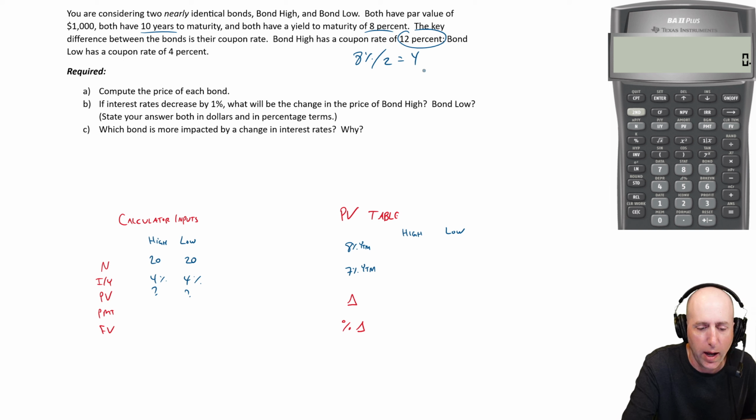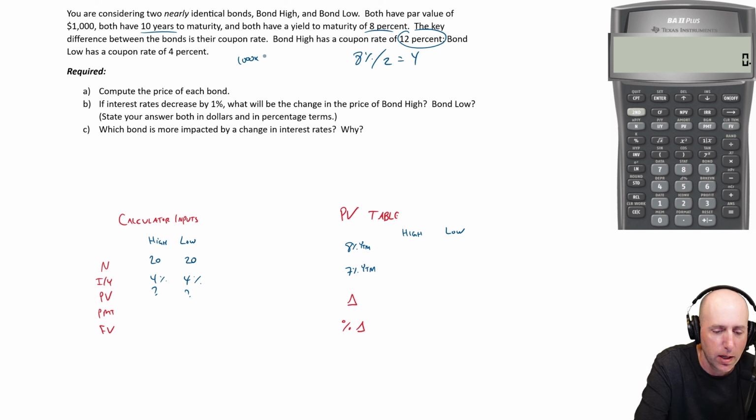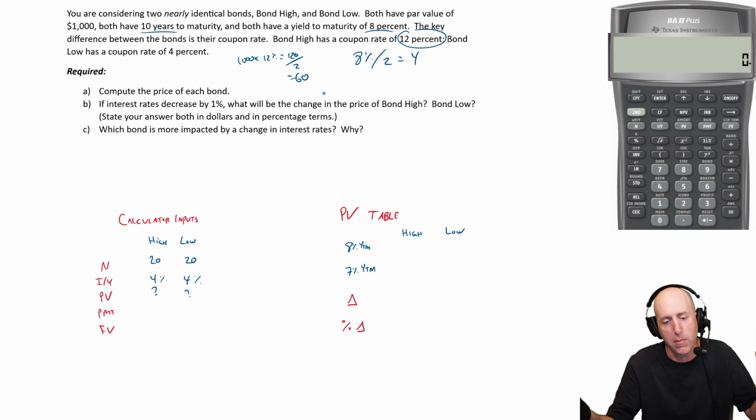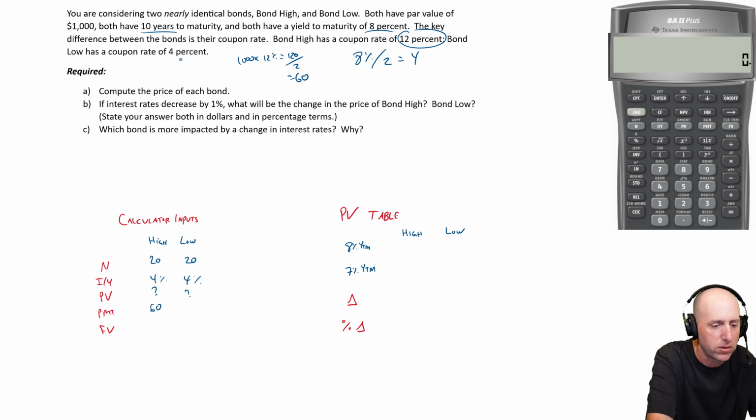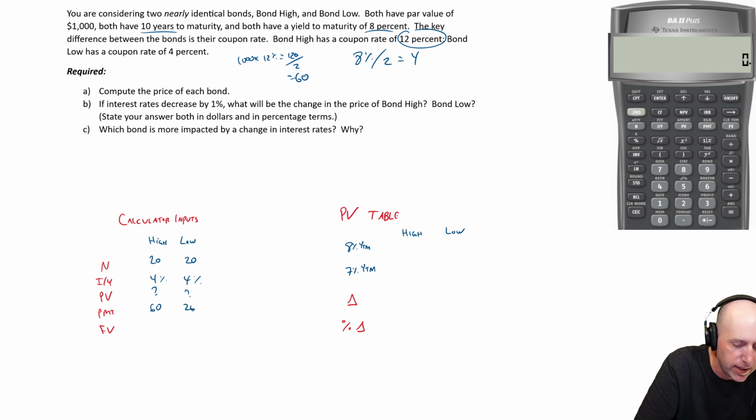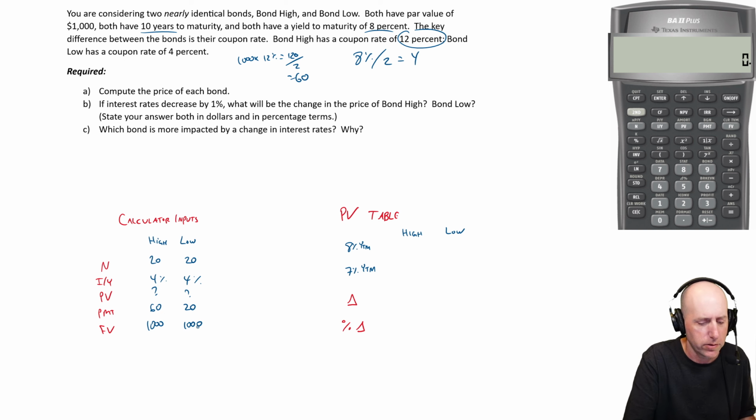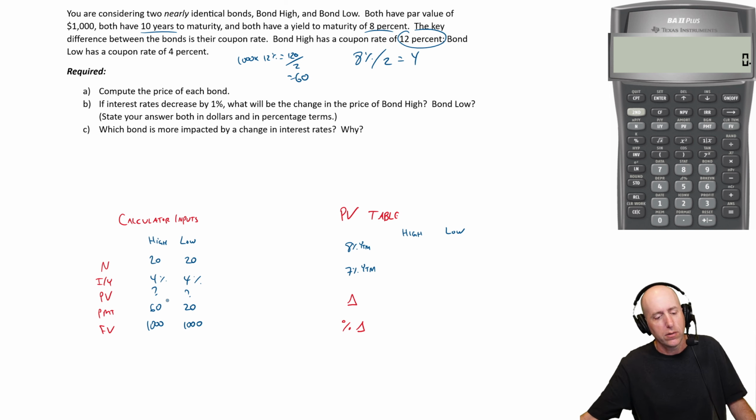12% is what our bond high pays, so it's $1,000 times 12%. It's $120 divided by 2. Our regular payment for bond high is $60 semi-annually. For bond low, 4% of 1,000 is 40, divided by 2 is 20. Our FV is $1,000. In both cases, we're going to solve for PV.